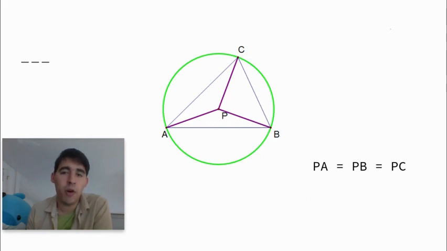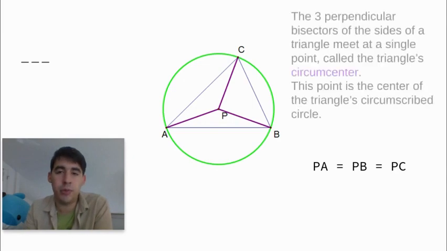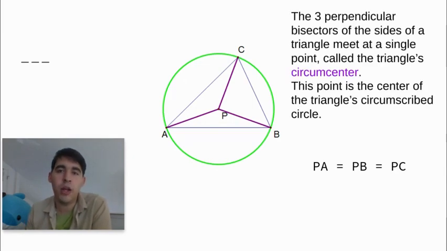This circle hits all three vertices of the triangle. Why? Well, I used radius PA to make my circle, but PB and PC, since they're all the same length, are also all radii of this circle. So this is how we construct circumscribed circles around triangles. That point P is a very special point. We call that the circumcenter of the triangle. It is the intersection point of the perpendicular bisectors of all three sides.